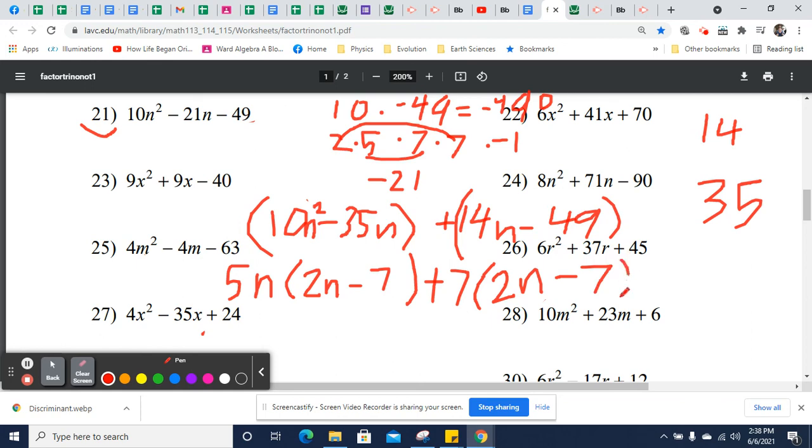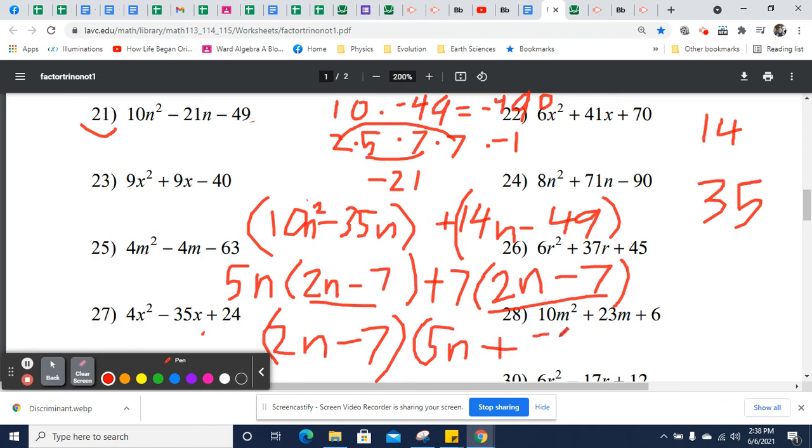And look at that. We've got the same factor here and here. And that means that we can pull that out from 5n and 7. And we have 2n minus 7. And since 5n and 7 shared that factor, I can group them, put them together as 5n plus 7. And we have factored this thing. So 2n minus 7 times 5n plus 7 are the factors. I hope that that has given you a little bit more to work with, and I'm going to go ahead and stop at this point.